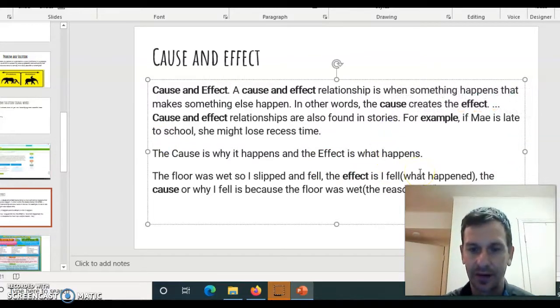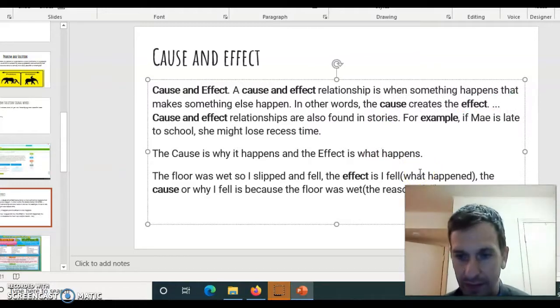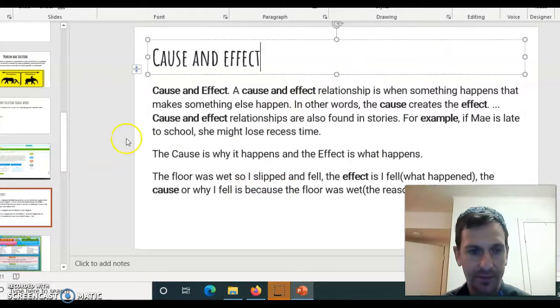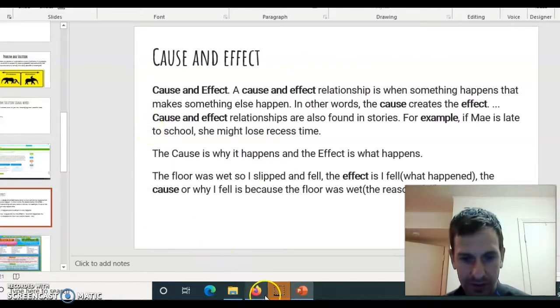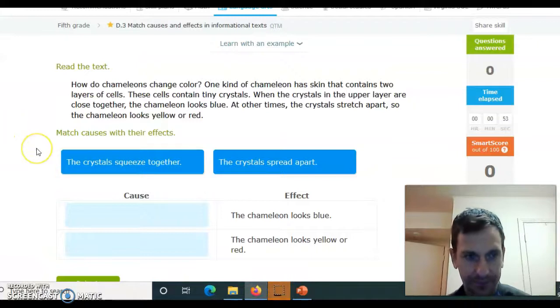Alright. If the floor was wet and I slipped on the floor, the effect was I fell. What caused me to fall? The floor was wet. Alright? Makes sense? Cause is why it happened. The effect is what happened. So let's go back to our IXL.